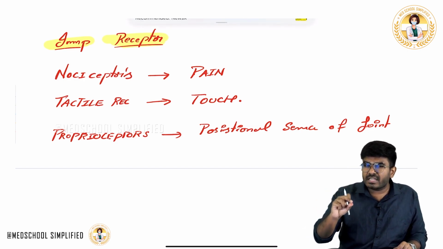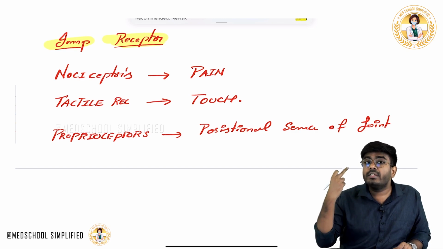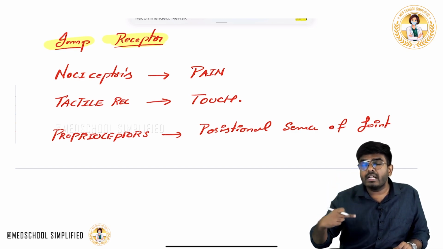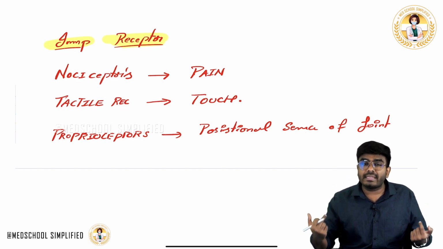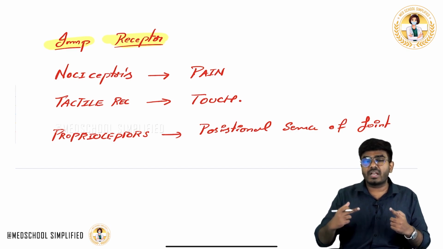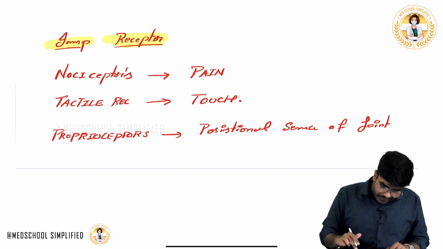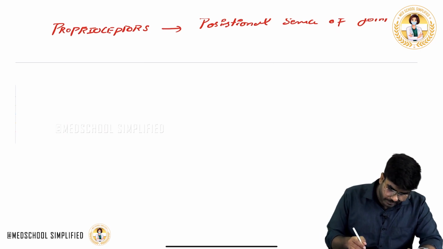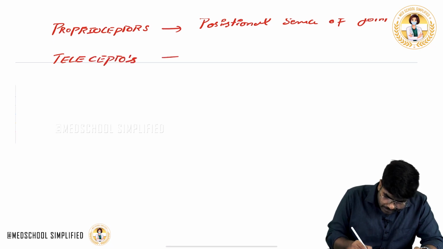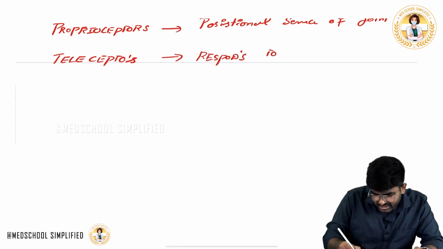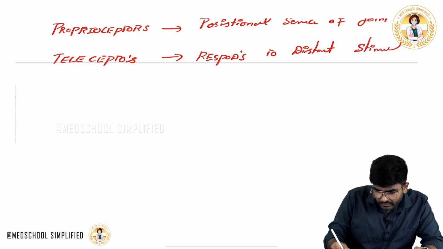So some sensation from your thumb is going to the central nervous system. Your central nervous system is receiving the sense of the position of your body. That is called proprioception. Proprioception is taken by the proprioceptors. Now, what are teleceptors? Teleceptors respond to distant stimuli. What do I mean by that?